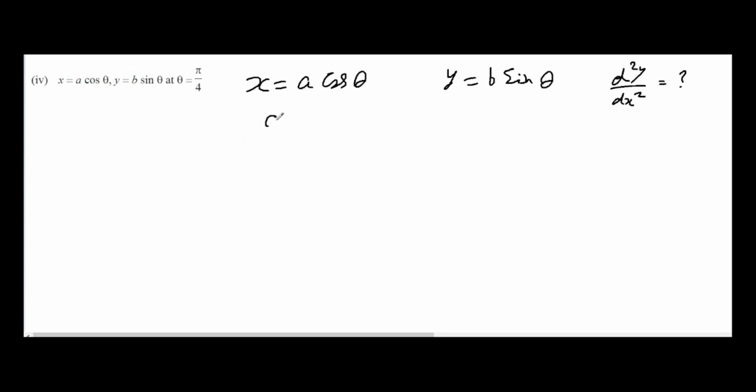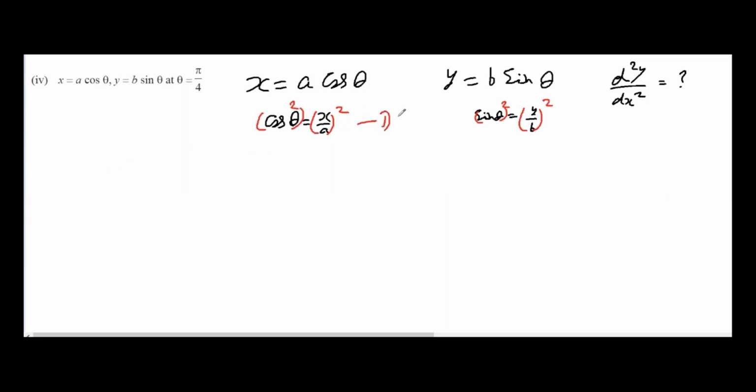So I will simply write cos theta is equal to x by a, and from here I will write sin theta is equal to y by b. Then I will square both the sides. Now you know that sin square theta plus cos square theta is equal to 1, right?